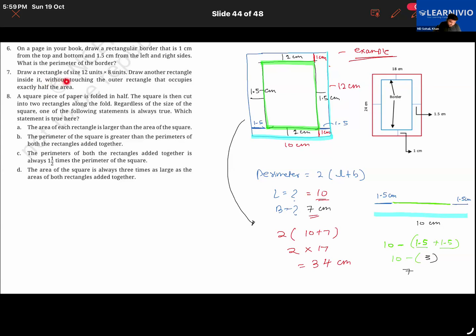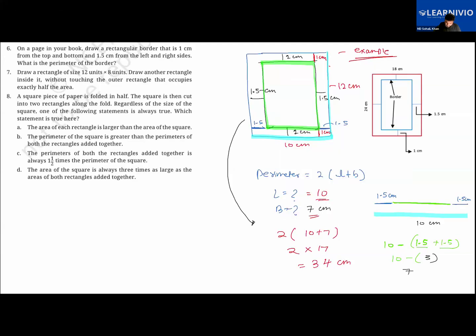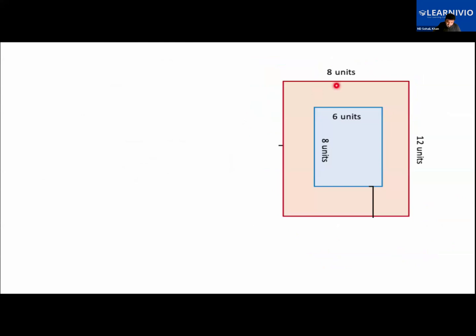You have to draw a rectangle of size 12 by 18 units, meaning that length is going to be 12 centimeter. Unit here could be anything, it could be centimeter, millimeter, or meter, but for convenience, you are going to use centimeter. Then it says draw another rectangle inside it without touching the outer rectangle that occupies exactly half the area. See, what the question is trying to say is that you are going to draw a rectangle of 8 by 12 units. Length is 12, breadth is 8.